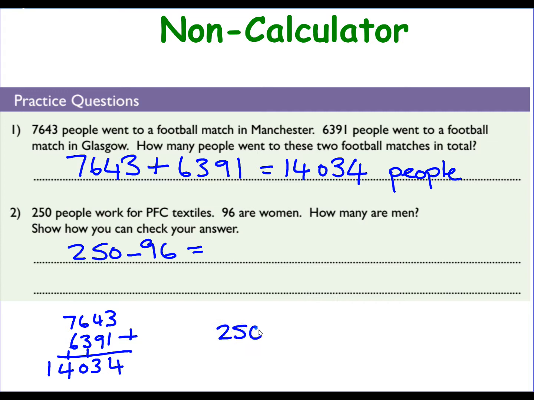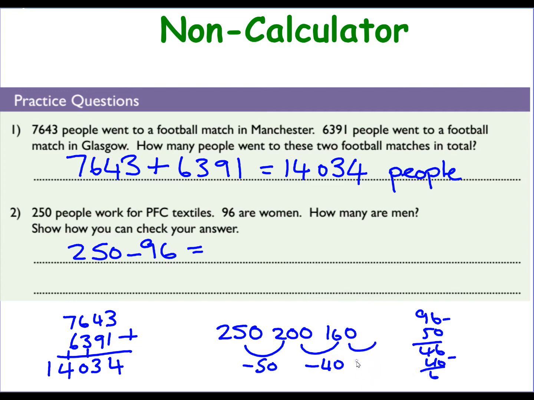So the number we're starting with is 250. If I take away 50, I end up with 200. So my 96, take away 50, leaves me with 46. So I'm going to subtract the 40 this time to give me 160. And I take away the 40 here. And then all I need to do is take away the 6 to leave me 154 people. So 154 people are men.